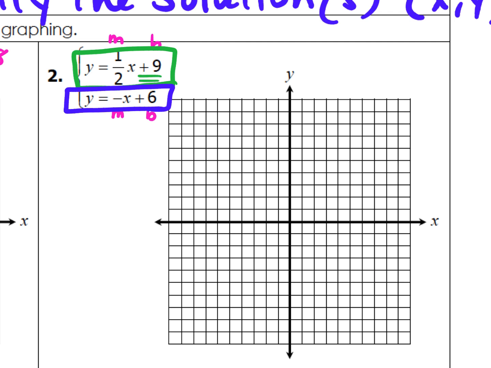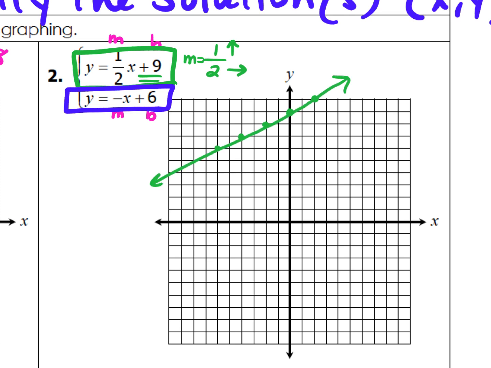Your first thing you plot is up 9. 1, 2, 3, 4, 5, 6, 7, 8, 9. Okay, and now your slope, your m, is 1/2. So I'm going to go up 1 and to the right 2. So up 1, right 2 puts me here. Because I like extra points, I'm going to go the other way because there's not room to go up top. So now I'm going to go down 1, left 2, just to keep it going for a little bit. Did you get that for your first line?